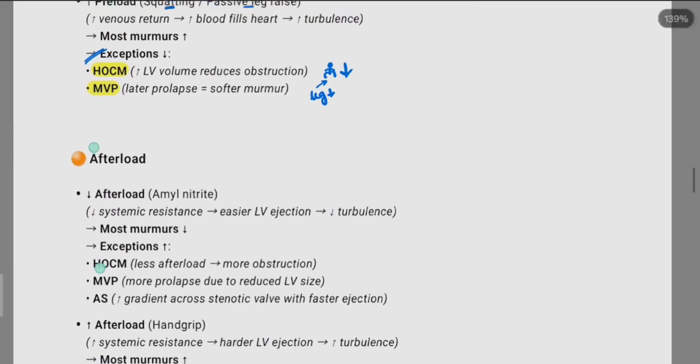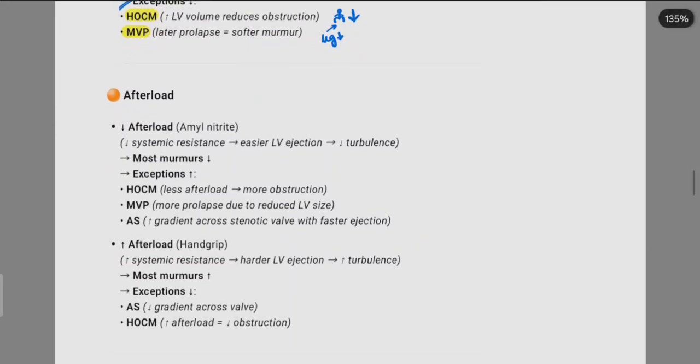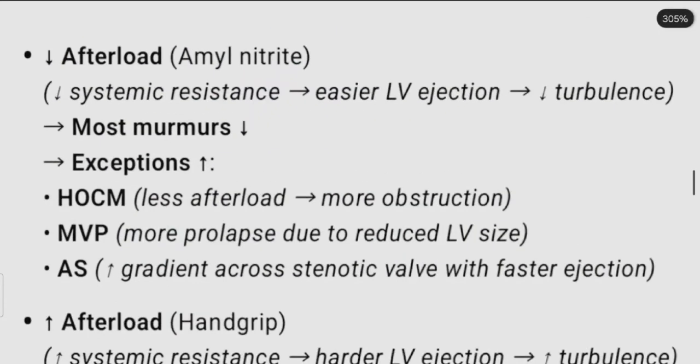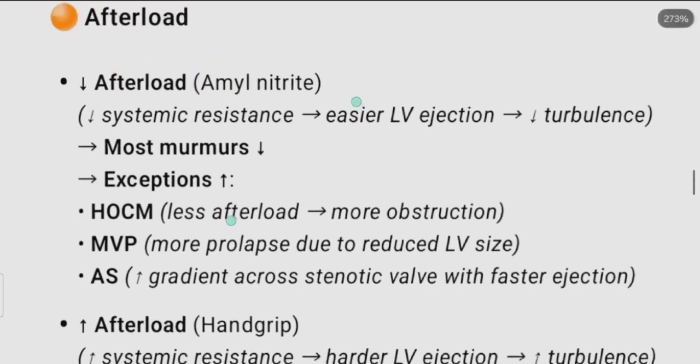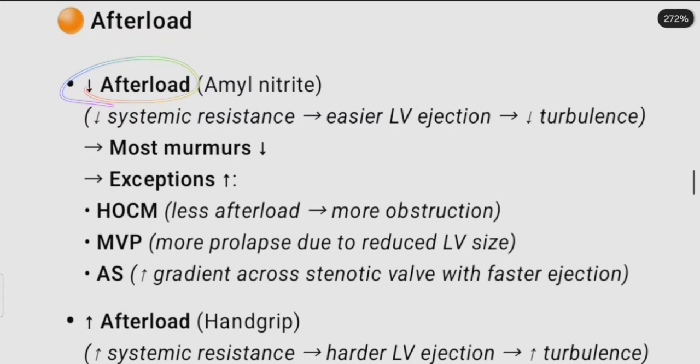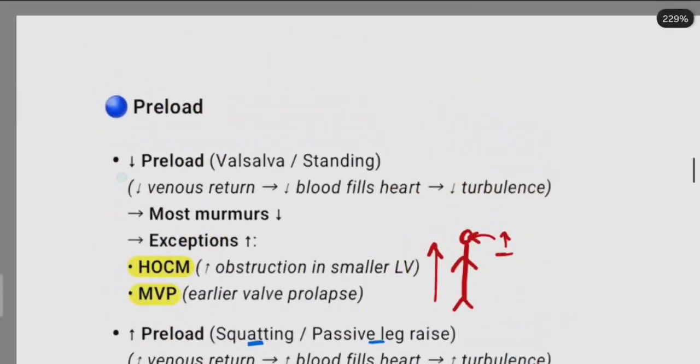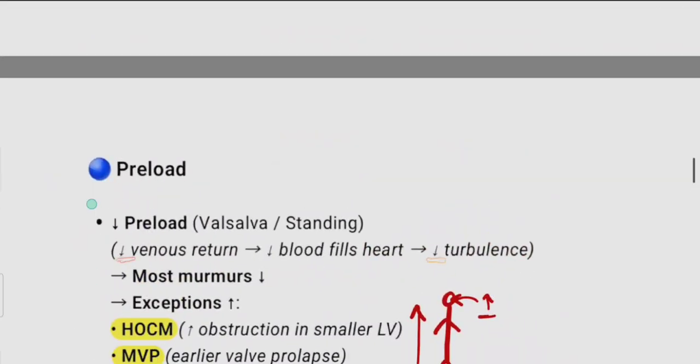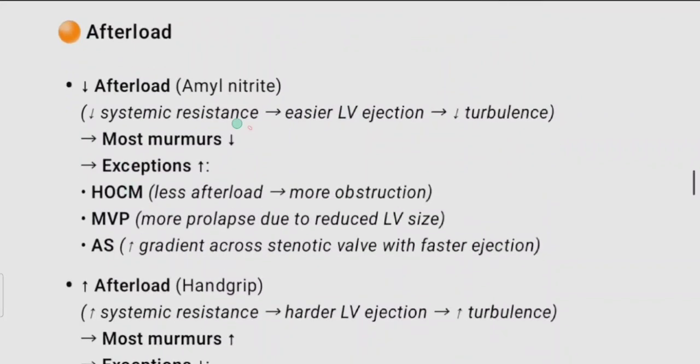That is about preload. Okay, coming to the afterload. Now afterload, you remember, decreases with amyl nitrite. Whenever afterload decreases, the resistance is low, and if you have low resistance, you will have low turbulence, right? So be it blood or resistance, when it is less, murmurs will decrease. So most of the murmurs are decreasing. The exceptions are going to be HOCM, MVP and AS.